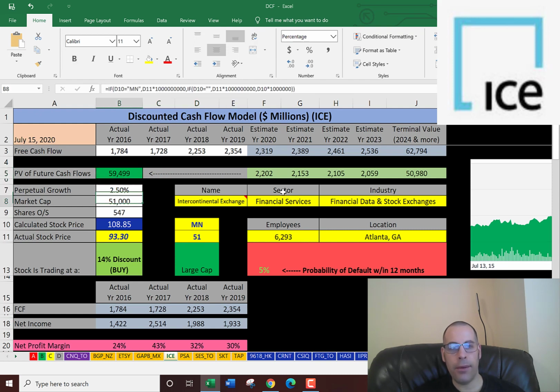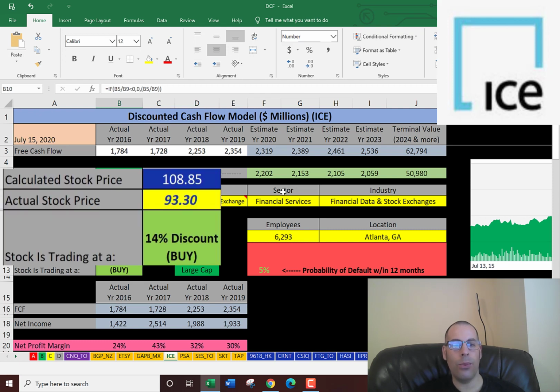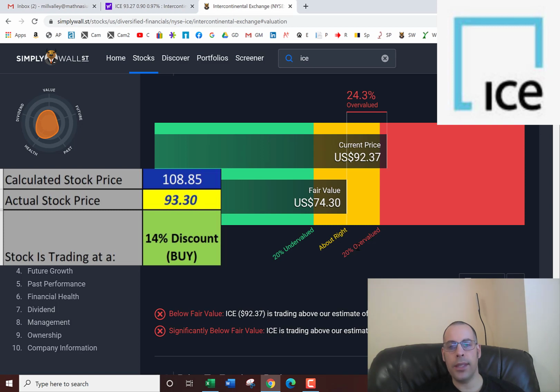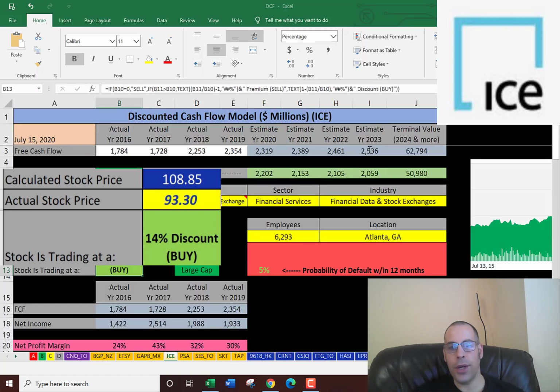We divide that by 547 million shares. And we get an intrinsic stock price of 109. It's trading at 93, so it's trading at a 14% discount. So it's a buy according to the model. Let's see what Simply Wall Street says. They say the value of the company is $74, which is less than they're trading at. So we're in the opposite direction in our models.